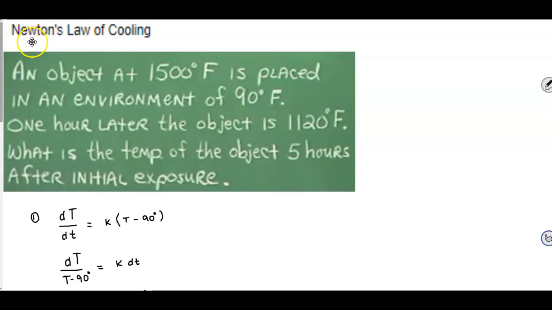Okay, we're going to be talking about Newton's law of cooling. So let's take a look at an example here. An object at 1500 degrees Fahrenheit is placed in an environment of 90 degrees Fahrenheit. 1 hour later, the object is 1120 degrees Fahrenheit. We want to know what is the temperature of the object 5 hours after the initial exposure.